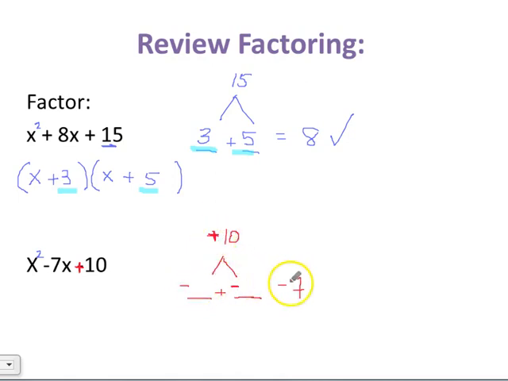So I'm thinking, okay, to get 7, if I add 5 and 2, negative 5 times negative 2 gives me that positive 10, and they add up to a negative 7. So our factoring would be x minus 5 and x minus 2.